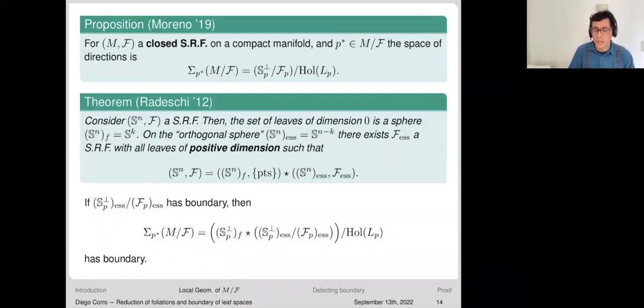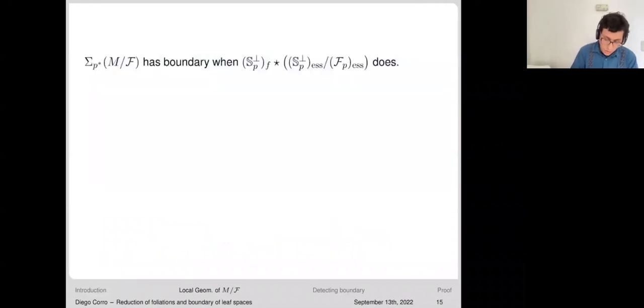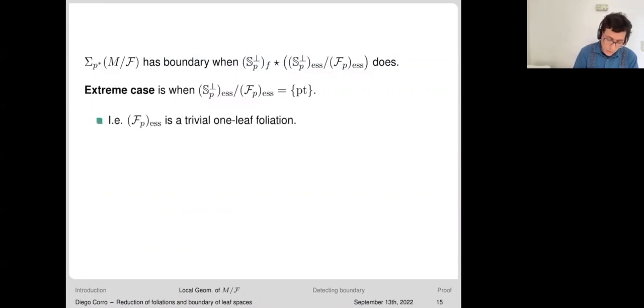So we are going to later use this idea in the following way. Basically, we're saying that the space of directions in the leaf space has boundary exactly when this object does, which, as I mentioned, is sufficient to say that this object has boundary. And an extreme case is when this object is just a point. This means that the essential foliation is a trivial one-leaf foliation.